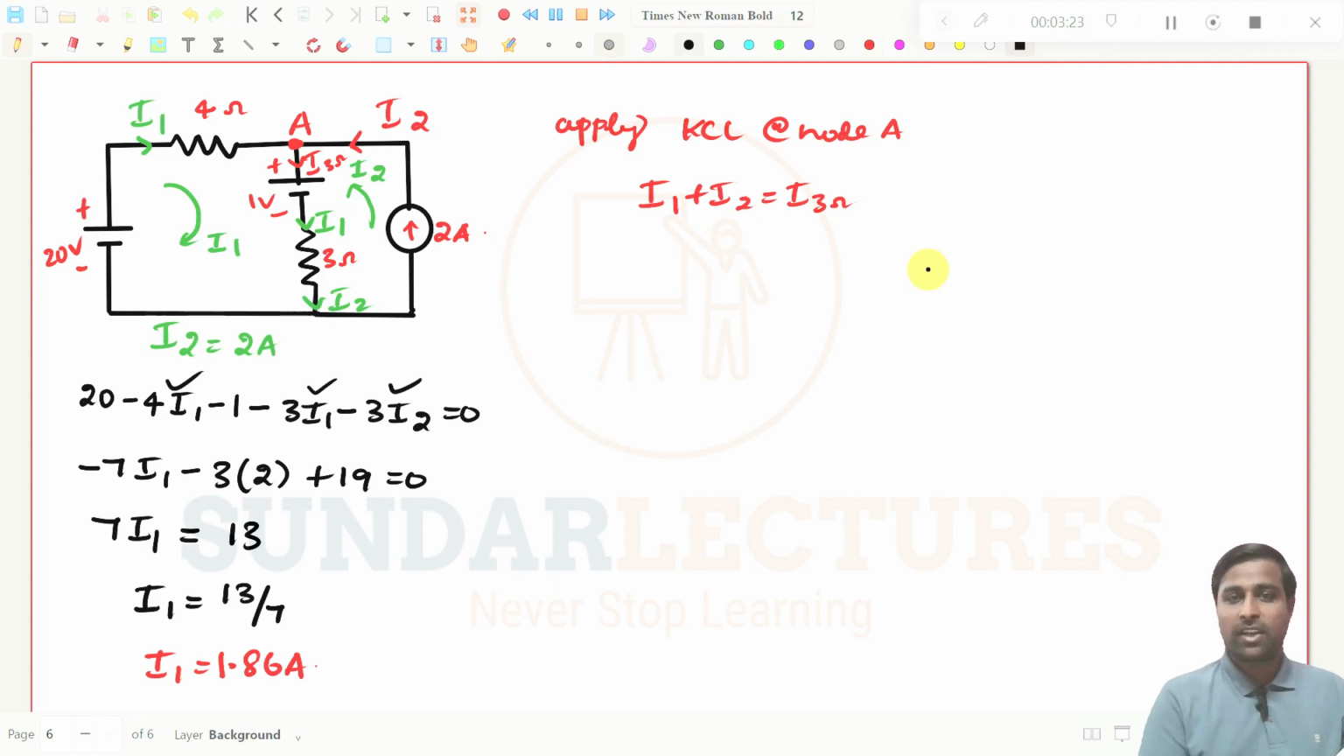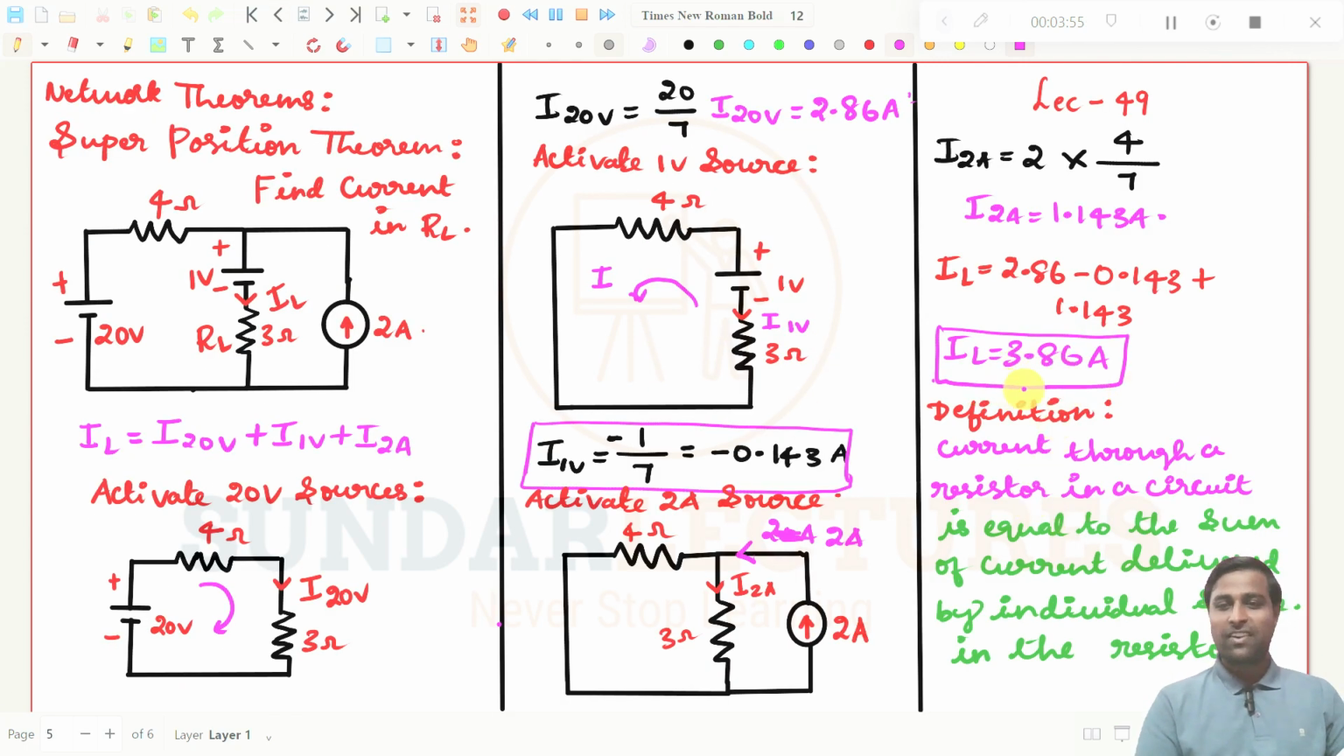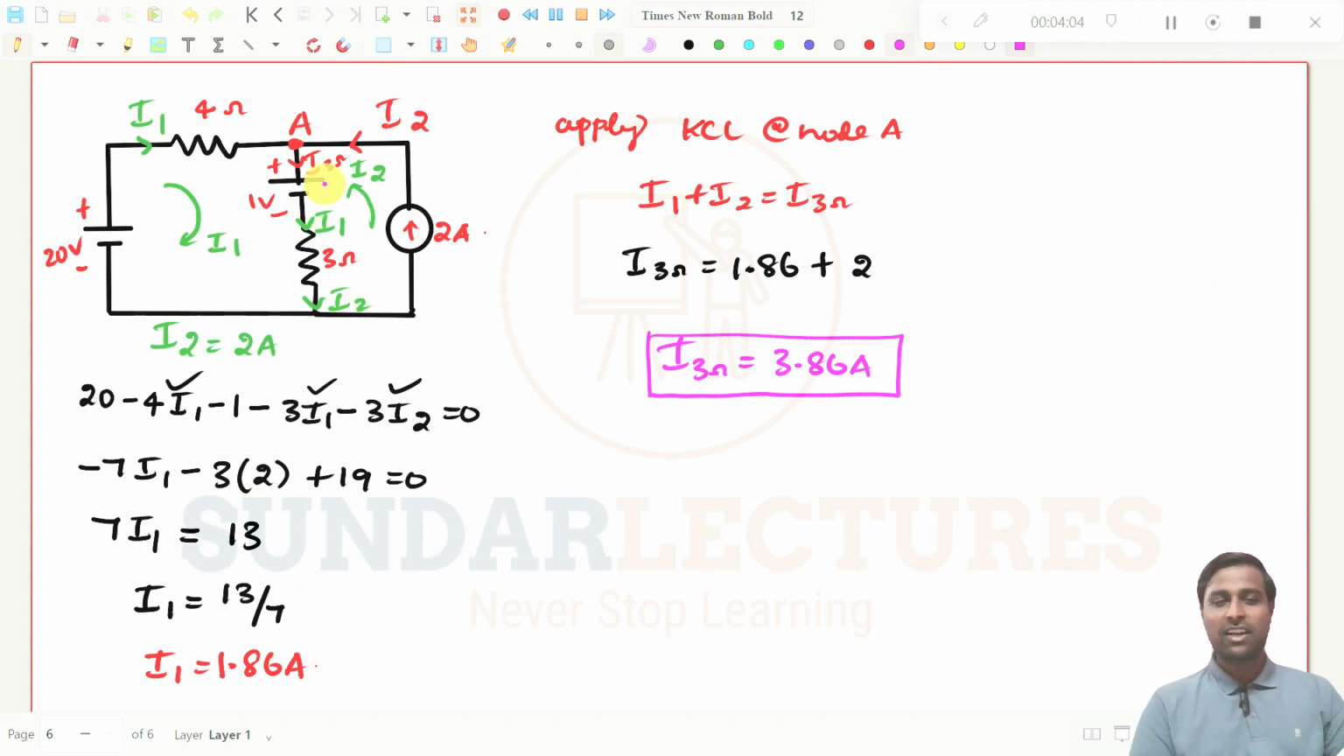If I simplify this, the current through the 3 ohms resistor will be equal to I1, which I have got as 1.86, plus I2, which I know is 2 amperes. So if I simplify this, the current through 3 ohms will be equal to 3.86 amperes. Right? Now you see here, we have got 3.86 by solving the same problem by superposition theorem. So whatever answer we got is correct.